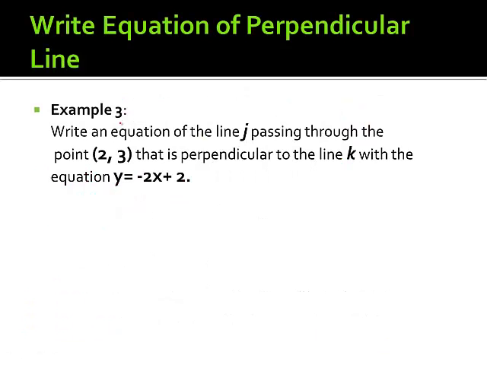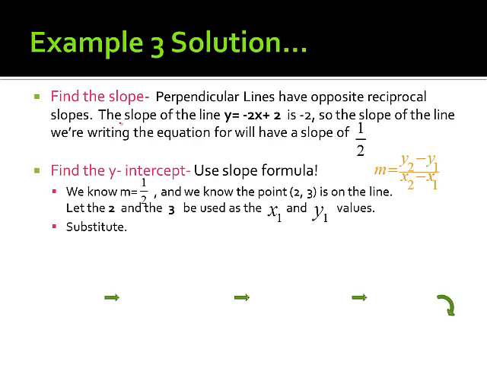Okay, writing equations of perpendicular lines. To write an equation of the line J passing through the point (2, 3), that is perpendicular to the line K, with the equation y equals -2x plus 2. So finding the slope, remember perpendicular lines have a negative reciprocal, so we know the slope is -2. If it helps you, write -2 over 1, because when you take the reciprocal and then the opposite sign of it, you'll get 1 over 2.